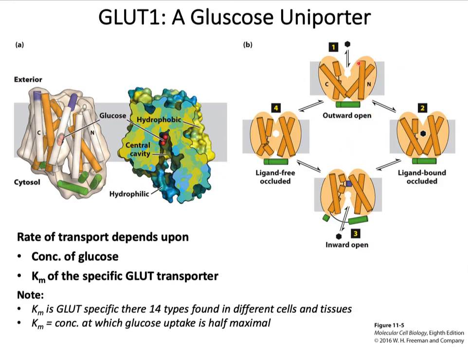In step 1, the outward open conformation binds glucose. Binding depends on the Km and glucose concentration. Upon binding of the glucose, the transporter changes conformation as in step 2 to the ligand-bound occluded conformation, and then again it changes conformation to deliver the glucose into the cytoplasm, and the release of the glucose is dependent upon the Km and the glucose concentration as well, like step 1. Step 4 is a ligand-free occluded conformation.